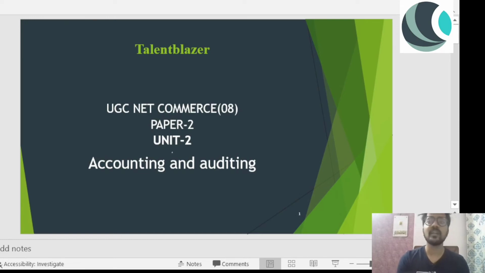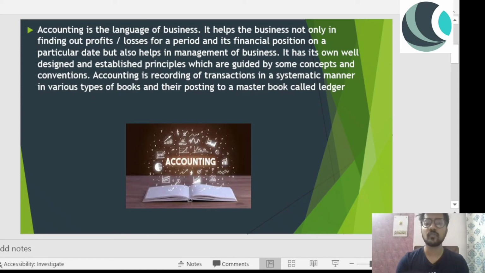Sometimes you will get more questions from a specific unit, and sometimes it differs from year to year. In the last 2 years the exam has happened only once a year, but in this year we are hoping that the UGC NET examination happens twice a year. So we'll start with Unit 2 Accounting and Auditing. We'll first focus upon accounting.